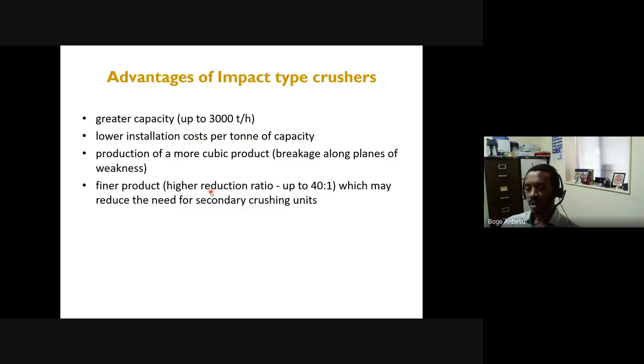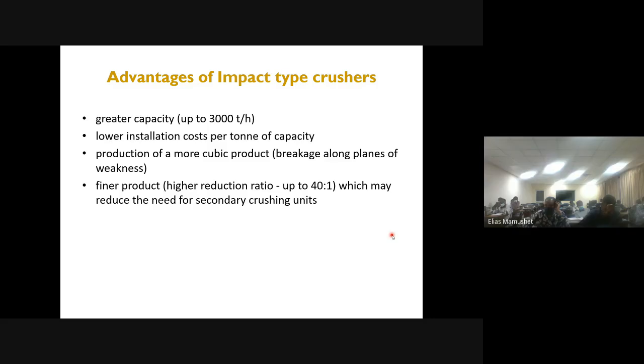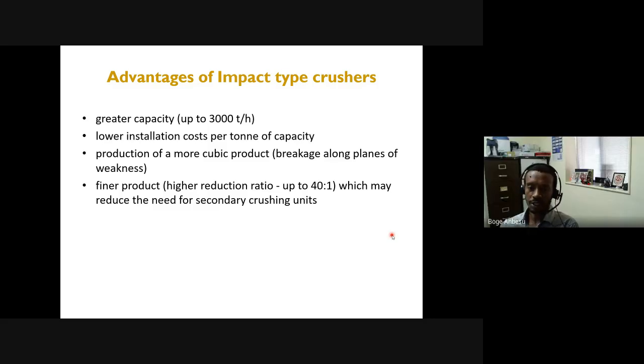And you can operate an impact crusher at a very high capacity, usually with reasonable installation costs as well, and it is more suited to produce cubic product, as I mentioned earlier. And because it produces lots of fine product, the reduction ratio could be up to 40-1. So basically you smash a rock to about 40 different pieces, and that's what we mean by high reduction ratio.